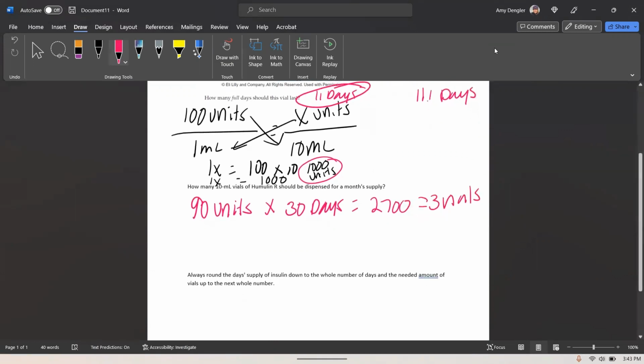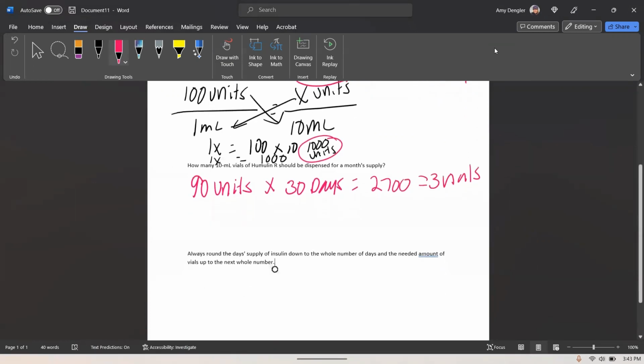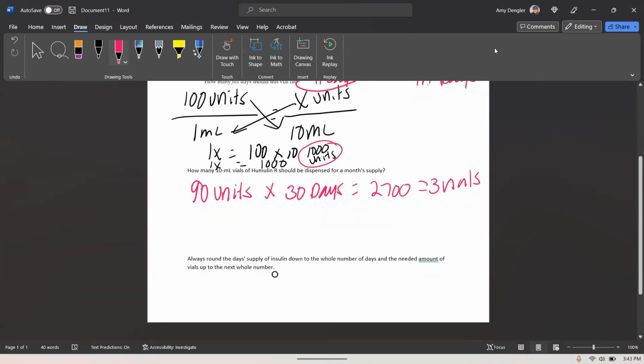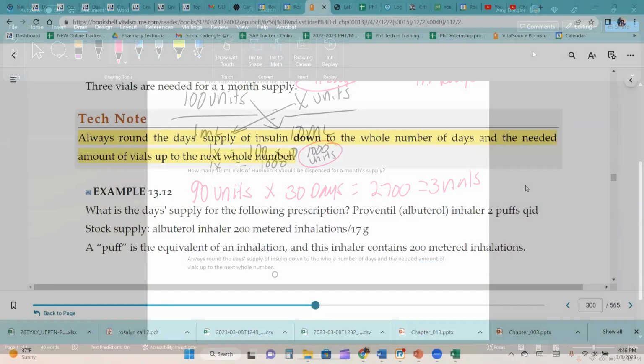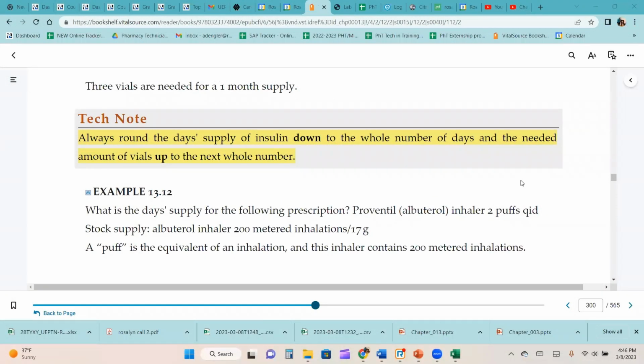And we're always going to round the day supply of insulin down to the whole number of days and the needed amount of vials up to the whole next number, just like we just did. So just a little note, always round the day supply of insulin down to the whole number of days, just like any other prescription, but the needed amount of vials up to the next whole number, because if we rounded down, then they wouldn't have enough medication.